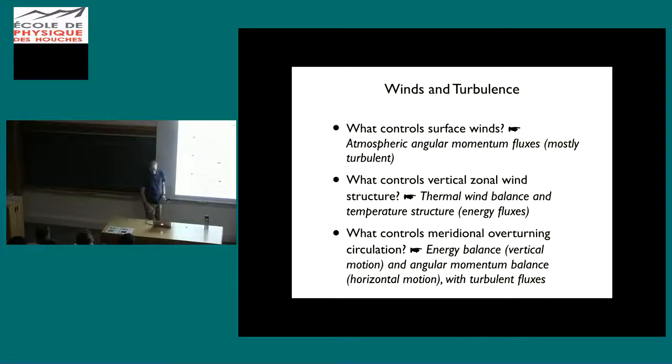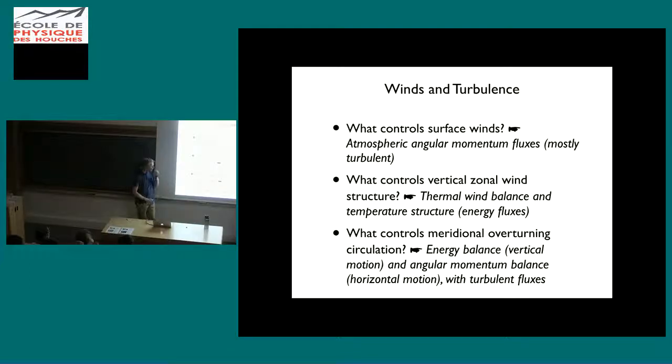That's all I mean. The meridional overturning circulation, well, it's again mostly turbulence that controls what Hadley cells and Ferrel cells do. There's the energy balance: if you want to move an air mass down against a stable stratification, you need to cool it. You need to pay an energy price. The cooling can come from radiative cooling, or it can come from divergence of turbulent energy fluxes in the atmosphere. For the Hadley cell, both are about equally important.